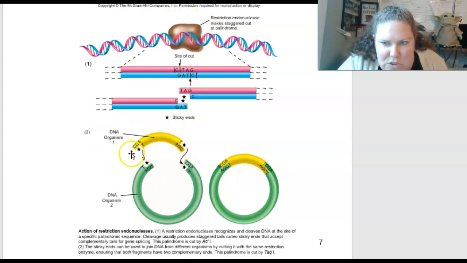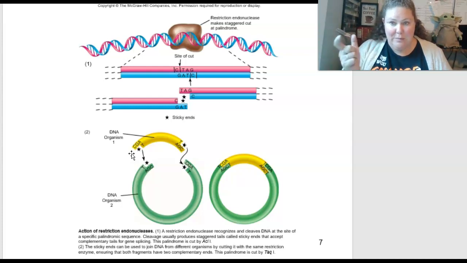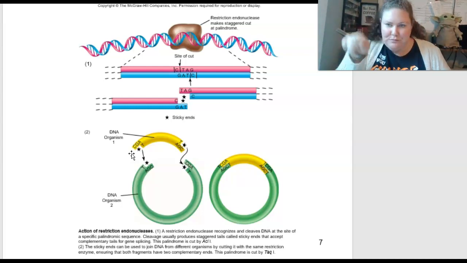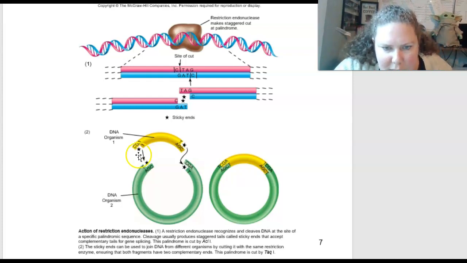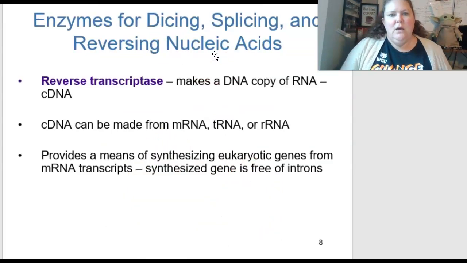So down here in 2 then, the sticky ends can be used to join the DNA from different organisms by cutting it with the same restriction enzyme, ensuring that both fragments then are going to have complementary ends. And for instance, this palindrome, right, this complement is going to be cut by Taq polymerase or Taq1, okay? So that is that picture, and again, that is figure 10.2.